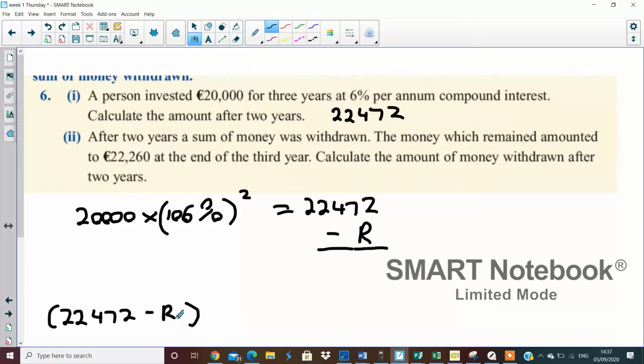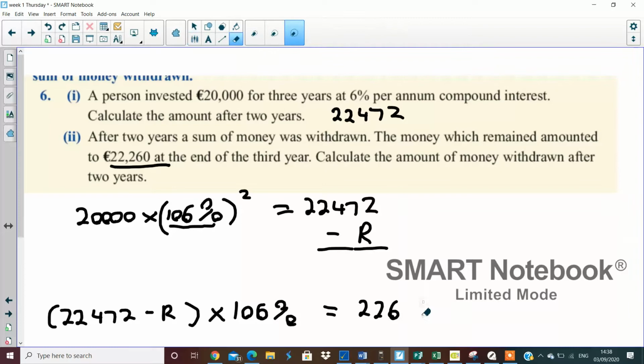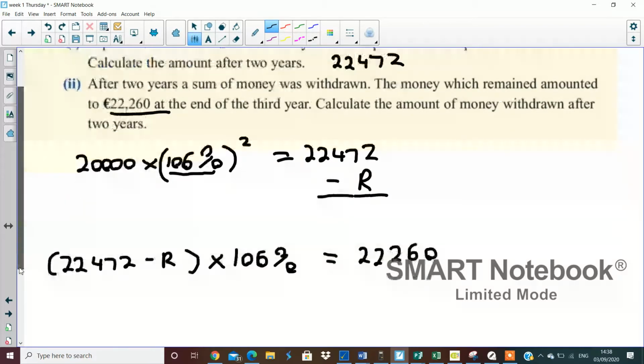Now, it says the end of the 3rd year, so what happens? You add on more interest, don't you? So what do I need to multiply this number by? 106. Okay. And what does it say the answer comes out to be? 22,260. Okay? Now, there you go. Happy days.